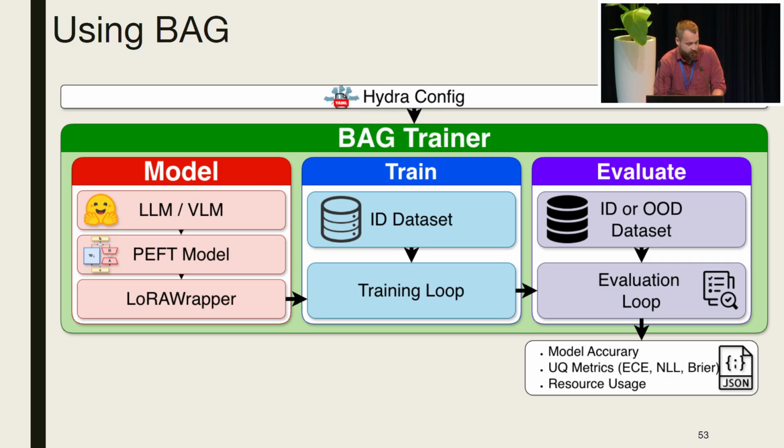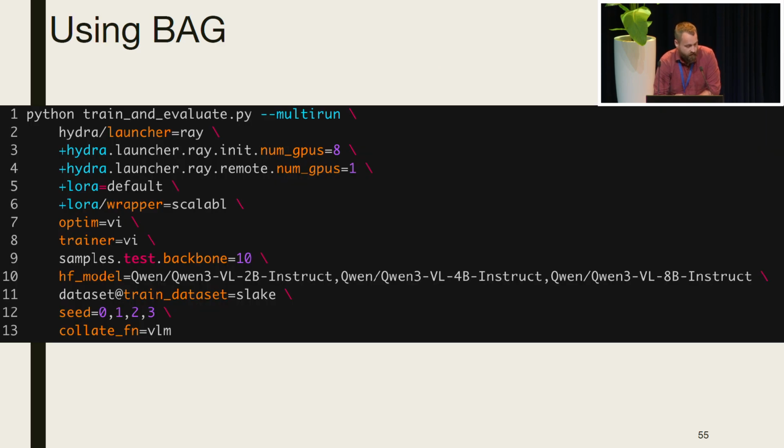So now I'll briefly go over how to use and extend BAG. The central software object of BAG is this monolithic trainer, which is similar to something like PyTorch Lightning. Everything is defined using this Hydra configuration file. Here I'm showing an example where we're running this train and evaluate Python script, and these are the updates to the Hydra configuration that we're running from the command line.